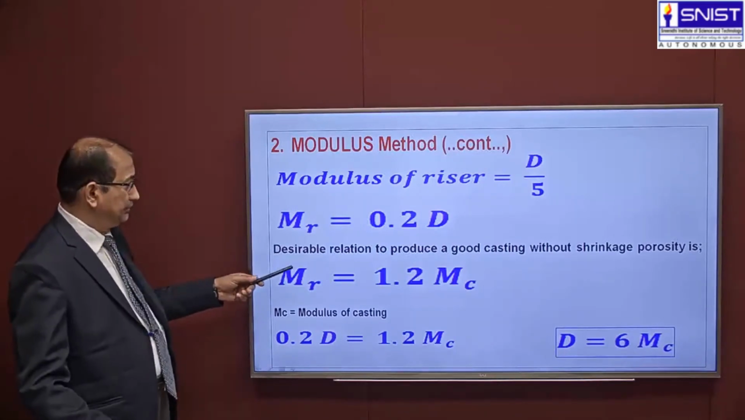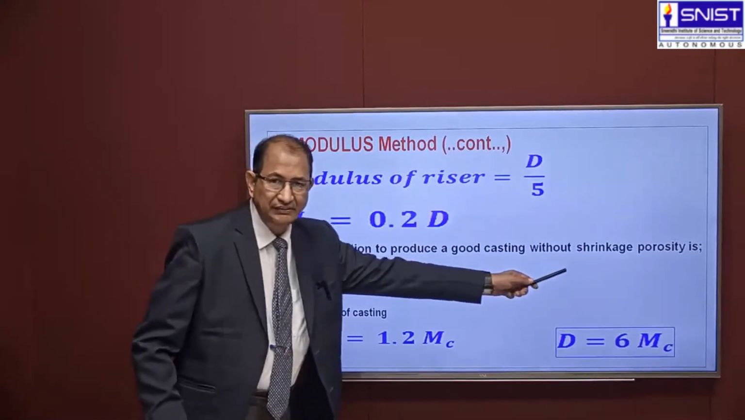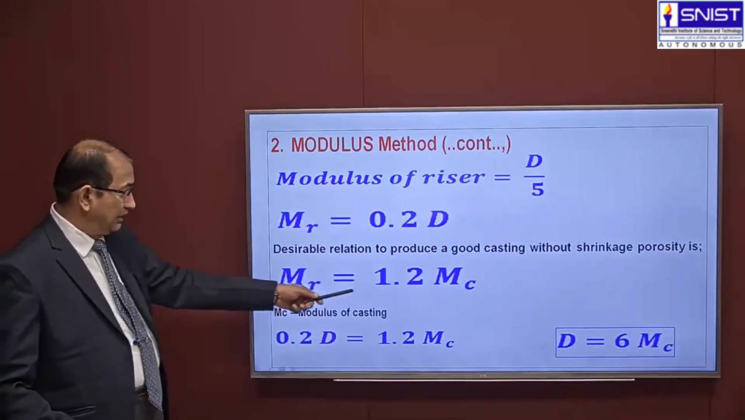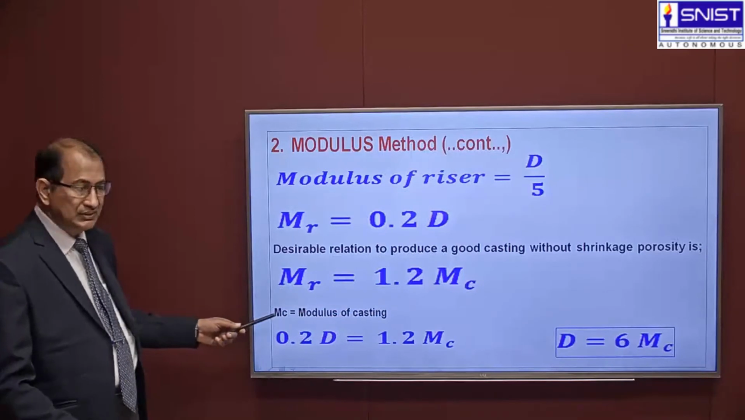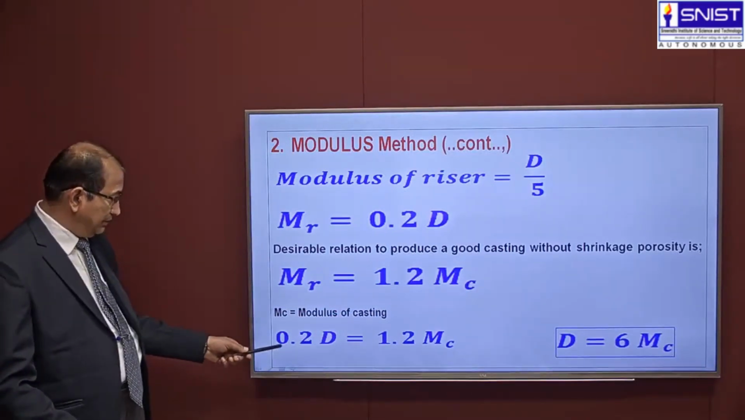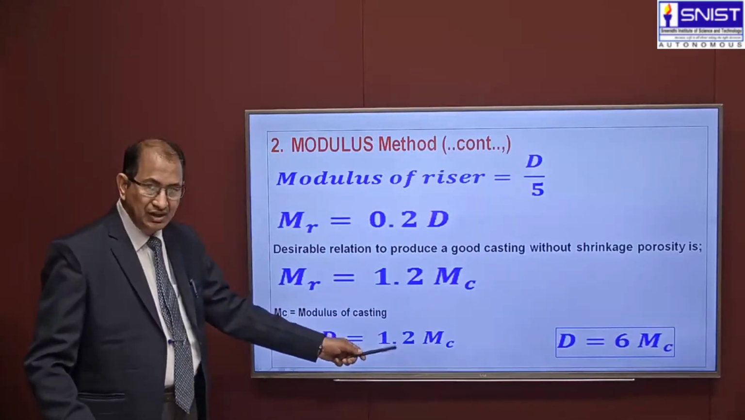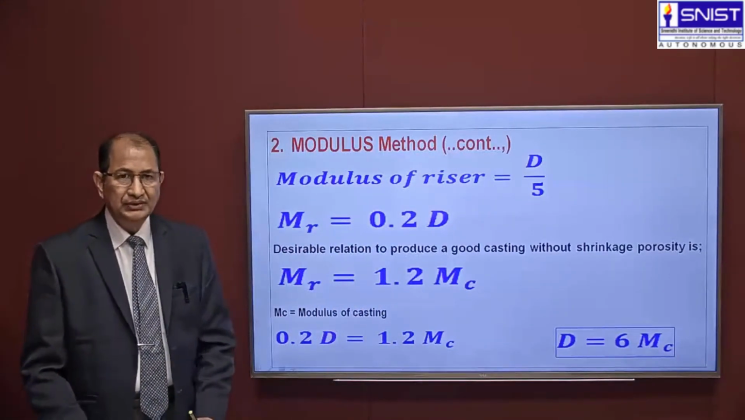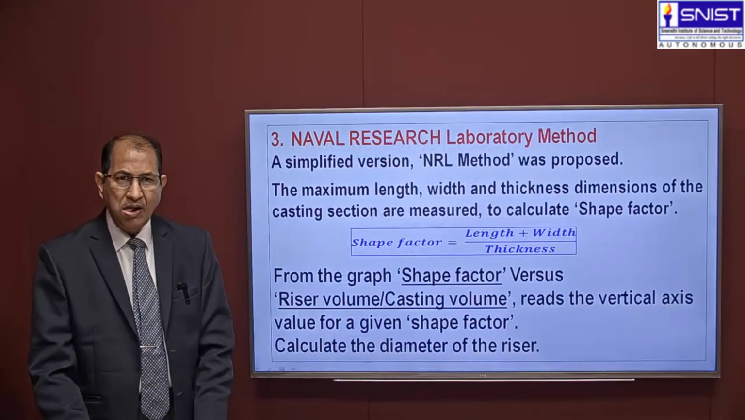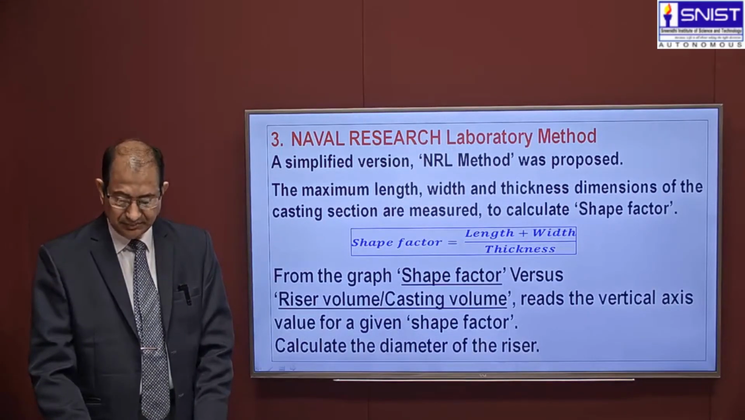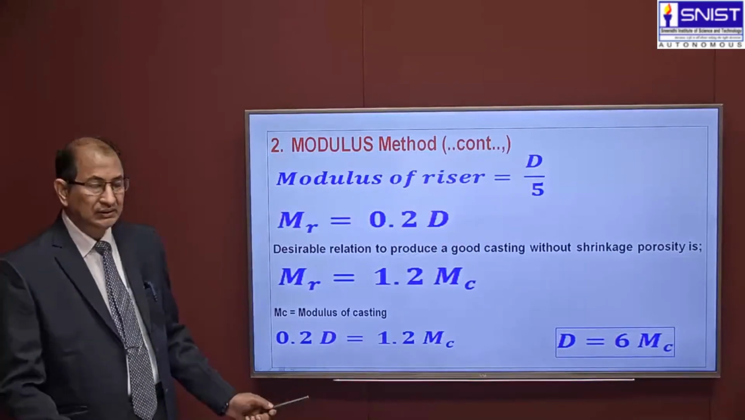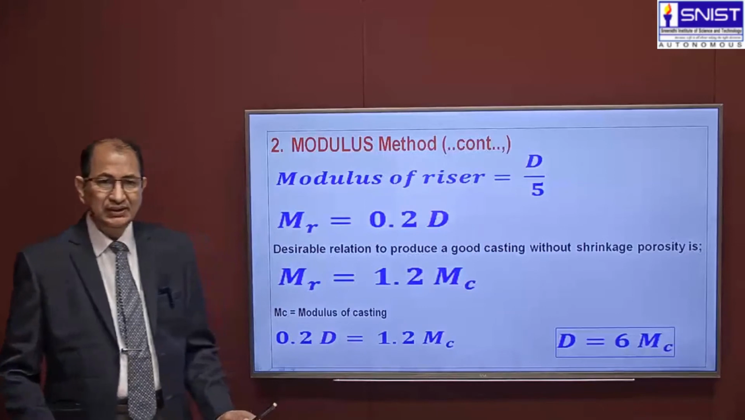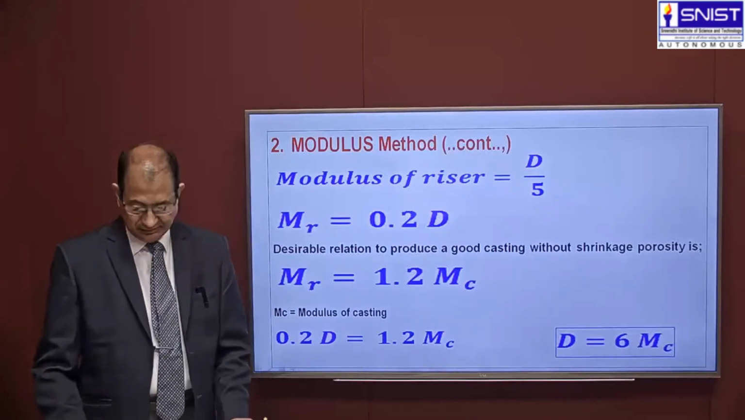The desirable relation to produce a good casting without shrinkage porosity is that the modulus of the riser is equal to 1.2 times Mc, where Mc is the modulus of the casting. So 0.2d is equal to 1.2 Mc, or we can write d is equal to 6 times Mc. So this is the modulus method. Let me go back once again. The modulus method reduces to the diameter of the riser being equal to 6 times Mc, the modulus of the casting.